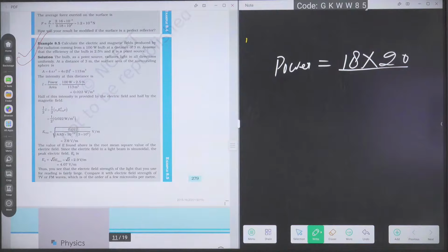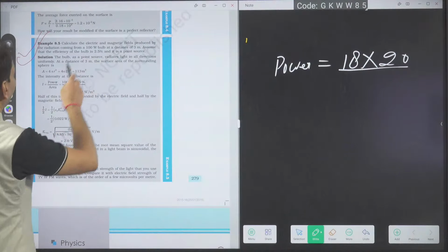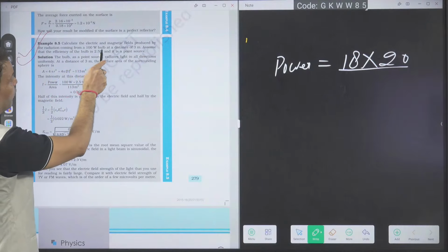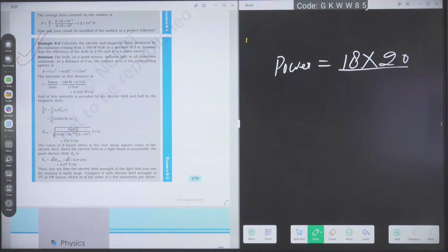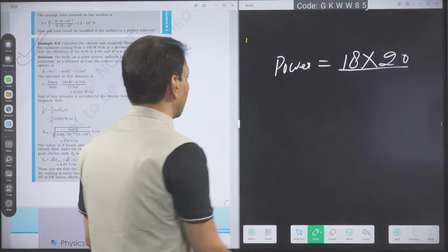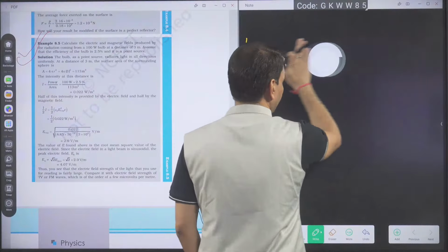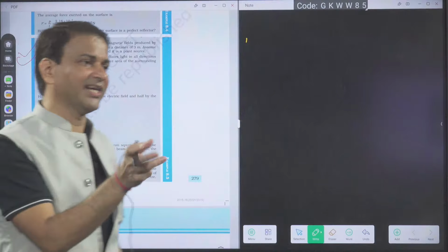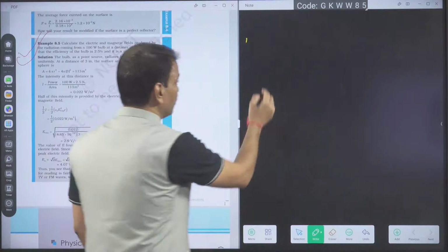In this problem, they are saying there is a bulb of power 100 watt. Okay, we have to calculate the electric and magnetic field produced by the radiation coming from 100 watt bulb at a distance of 3 meters. So at a distance of 3 meters, they are asking electric and magnetic field. Okay. So this type of problem, how we can do? We can relate with the intensity. Intensity due to EM wave.